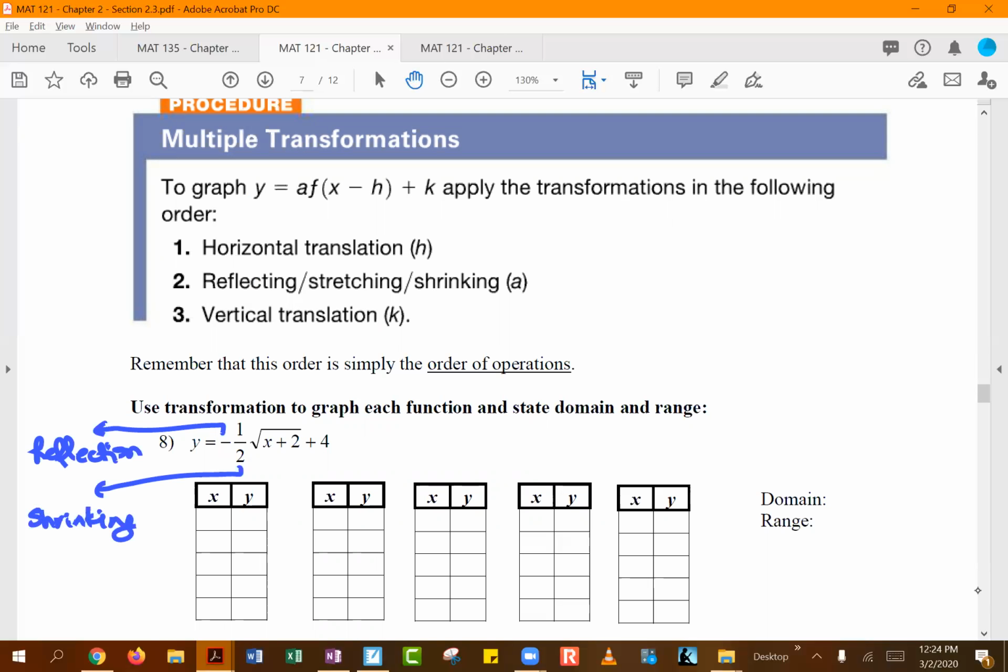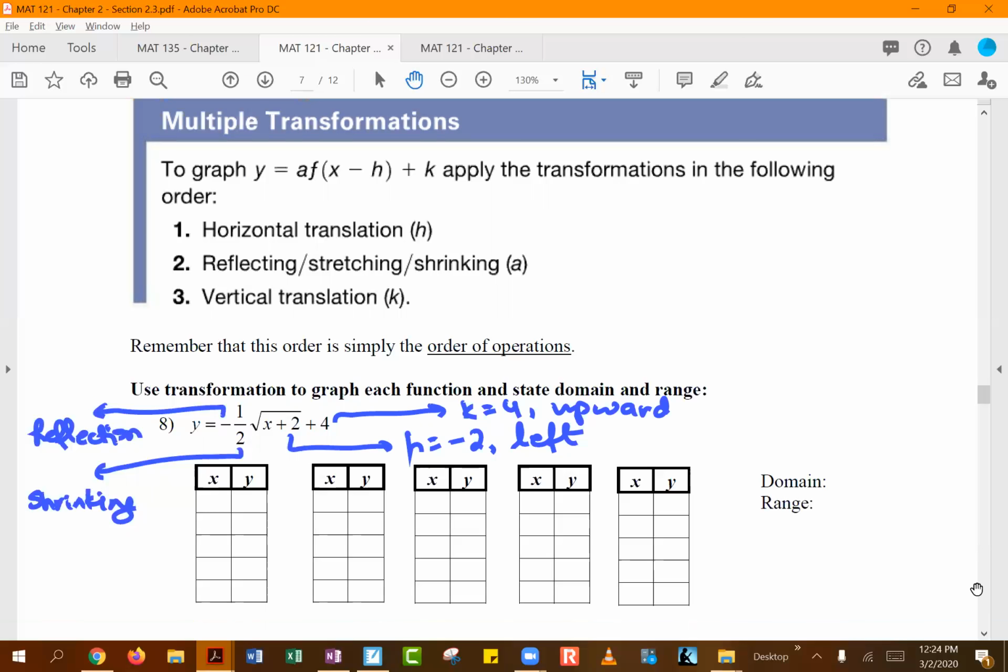Alrighty. The +2. Because it's plus, right? Which means you go with the opposite sign. So it means H is -2. You are moving left. And the +4. Very good. That means K is 4 and you are going up. Okay. So you've actually got pretty much everything that we could possibly squish in there. You've got reflection, you've got horizontal, vertical movement, you've also got your shrinking, right? And like I said, you can't have stretch or shrink together.